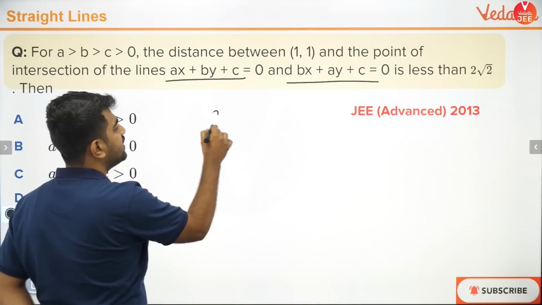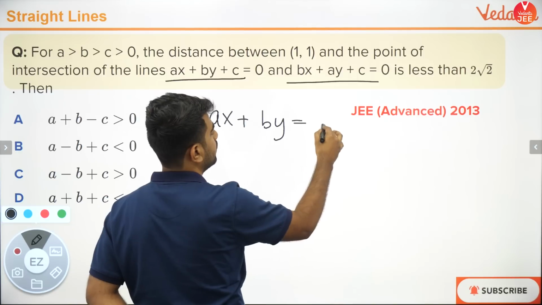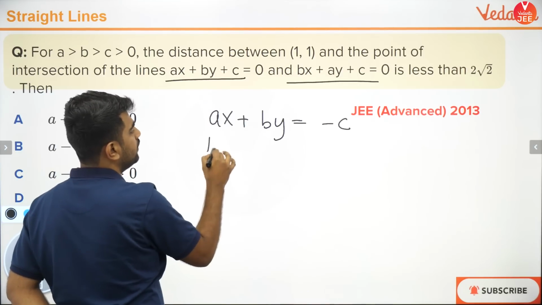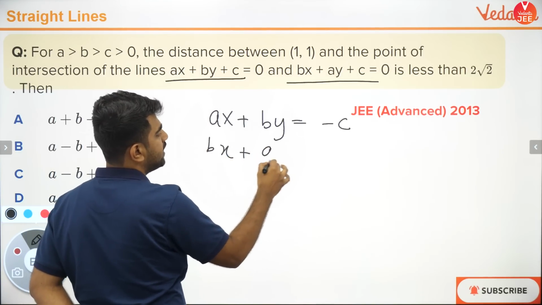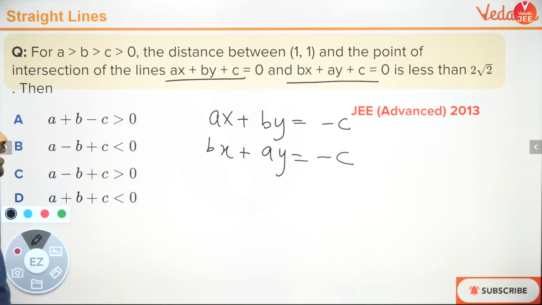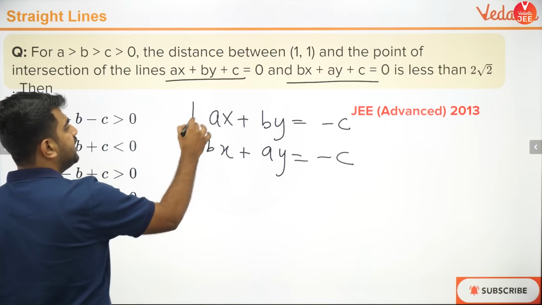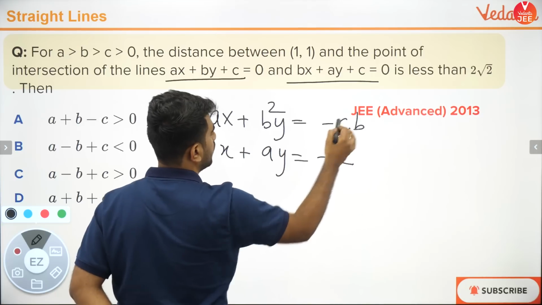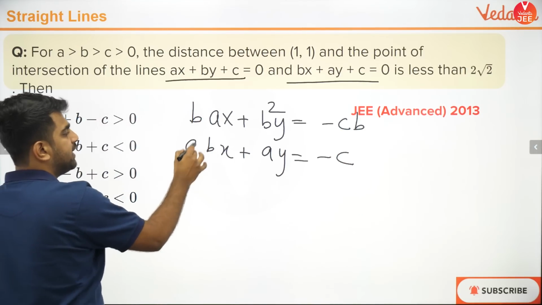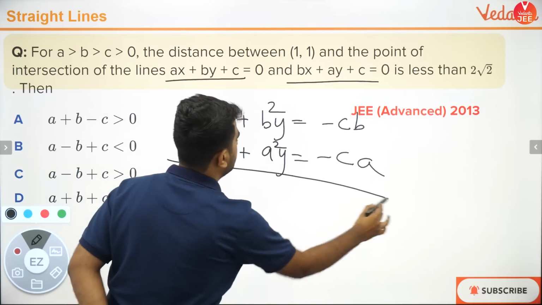What will be the point of intersection? I need to solve these two equations. Are you guys able to follow that? Yes. So what will I do? I'll multiply the first one by B, and I'll multiply the second one by A, and then what will I do? I will subtract both of them.